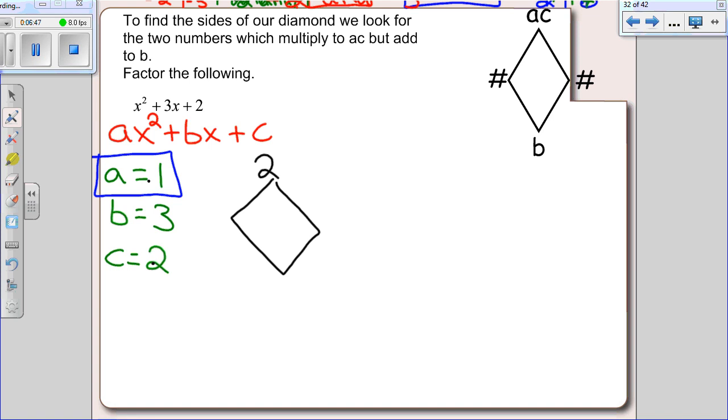The diamond that they've drawn for you on the side, they put A times C. They've shown you there. The bottom of the diamond is your B value. In this case, my B value is 3.